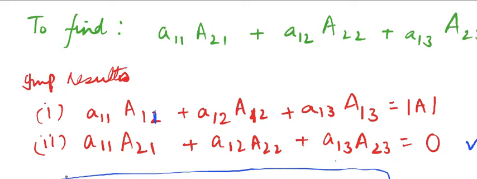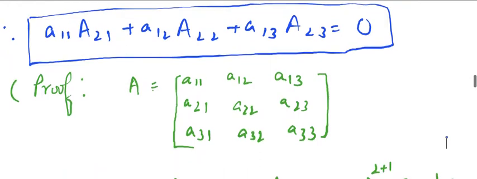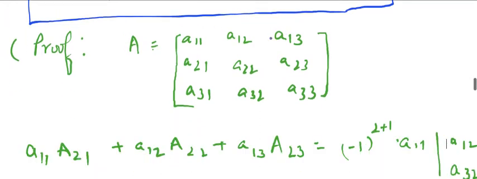And when a11, a21 are multiplied with the corresponding cofactors of the second row, the sum will be 0. Let us see the proof of it. Because it's of order 3, we can show it. If A is a11, a12, a13, a21, a22, a23, a31, a32, a33, now I have written the statement whose value I have to show as 0. I multiplied a11 with the cofactor of a21.